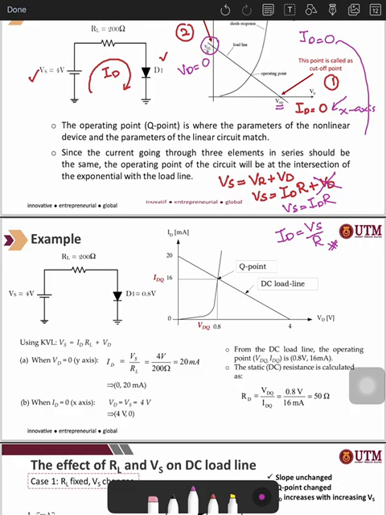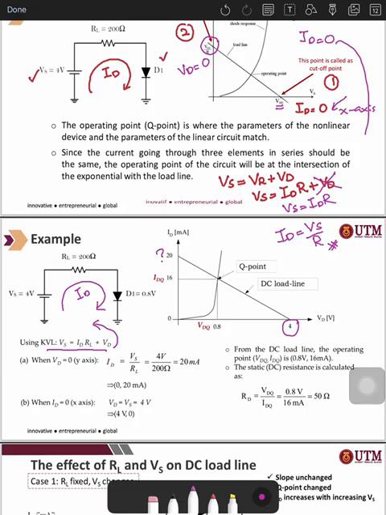Now let's take a look at the example. When you apply the KVL into the circuit, this is the answer: VS is equal to ID RL plus VD. This is the KVL, and the current flow is ID. Then you have to find this cut-off point and this saturation region.